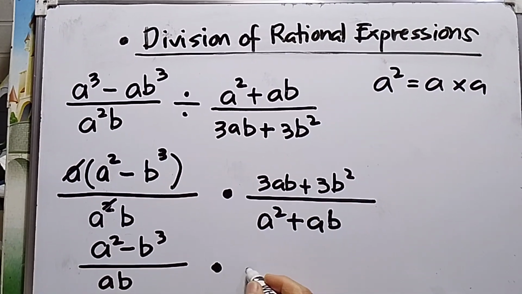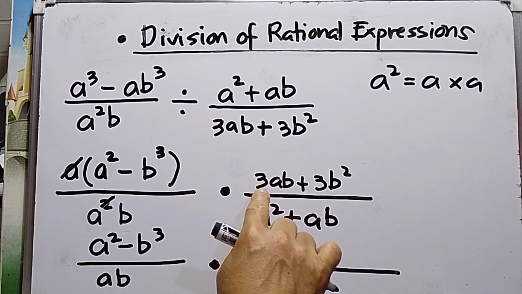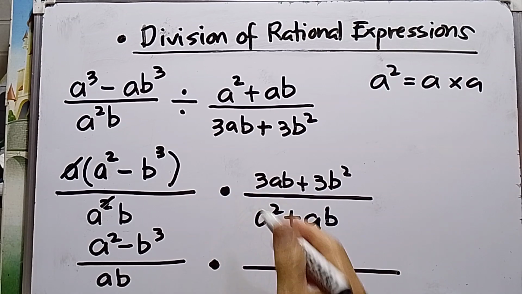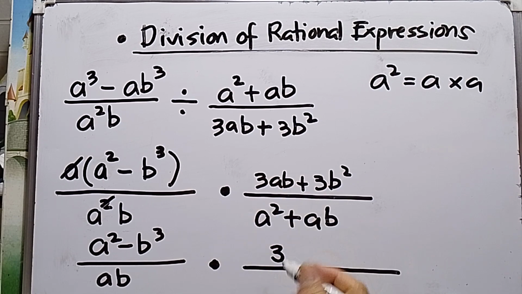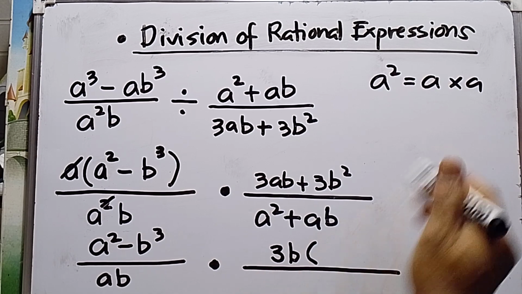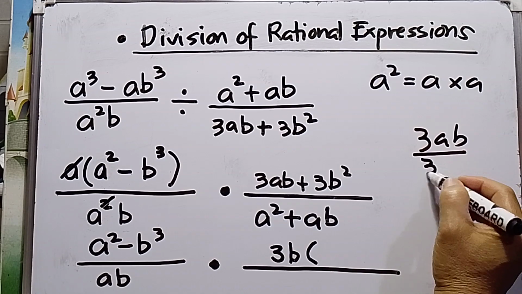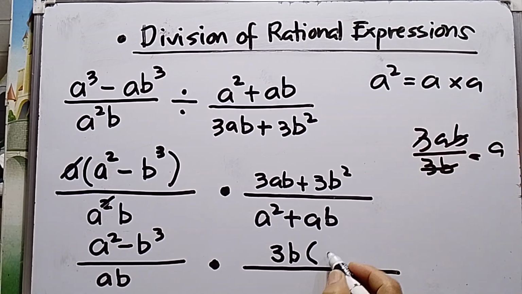Then times, factor out the numerator and denominator. So common between 3ab plus 3b squared is 3, then I have b and then b squared, so this will be b. So 3ab divided by 3b, cross out 3 and b. So this will be a.